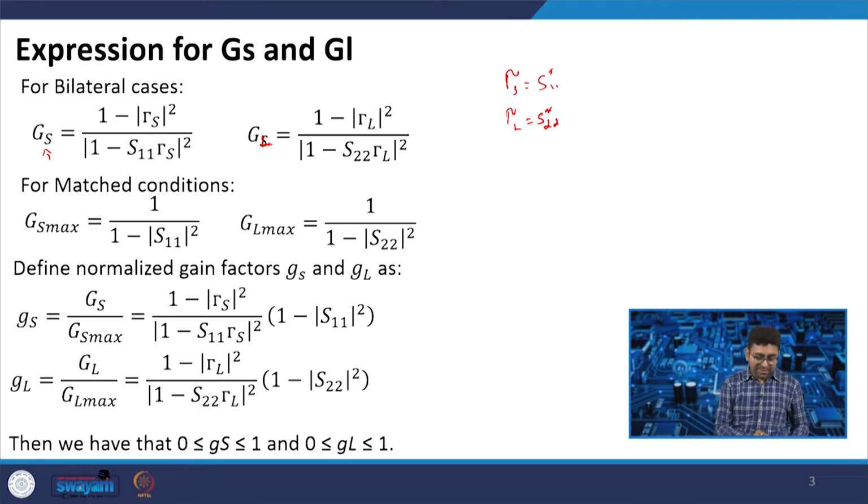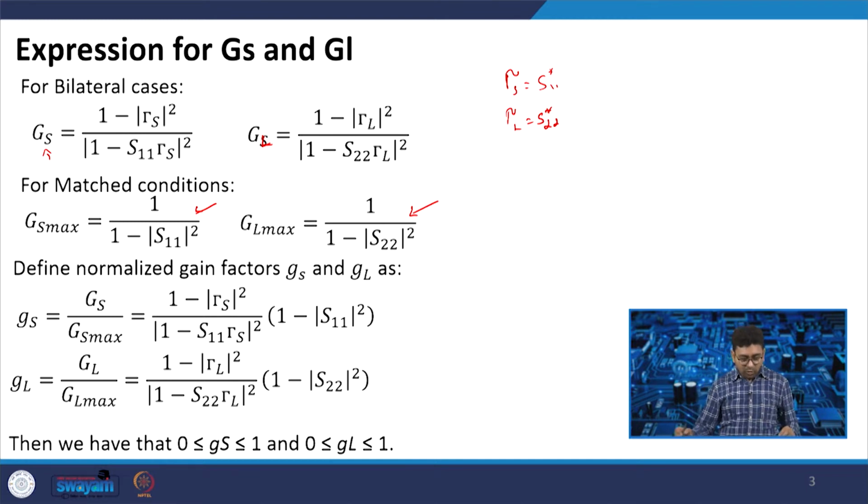So, your Gs is the maximum gain you will get at the source side, and this is the maximum gain you will get at the load side, and you already know G naught, that is S21 square. Now, let us say you do not want to design your amplifier for the maximum gain; you have a certain requirement of the gain.